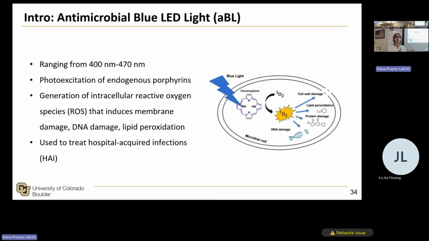ABL is not a direct damage to the DNA. It's actually a kind of chromophore, an intracellular component that absorbs this light, and then it gets a lot of energy. This energy is transferred to the water molecules in those cells, and it creates reactive oxygen species, which can oxidize all the intracellular components.